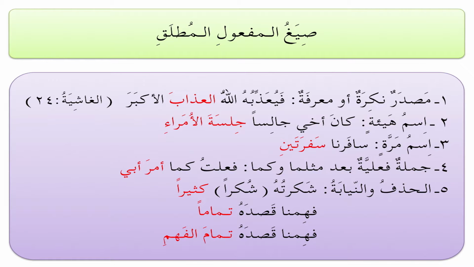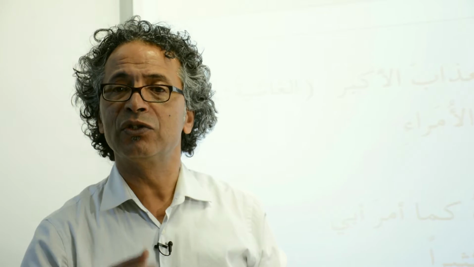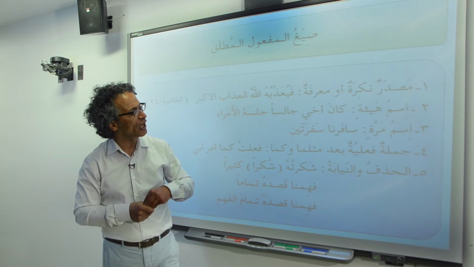اسم مرة. It can be also a noun of instance or of occurrence. سافرنا سفرتين. We traveled twice, right? 2 times. That's a noun of time, right? A noun of how many occurrences you'd have.